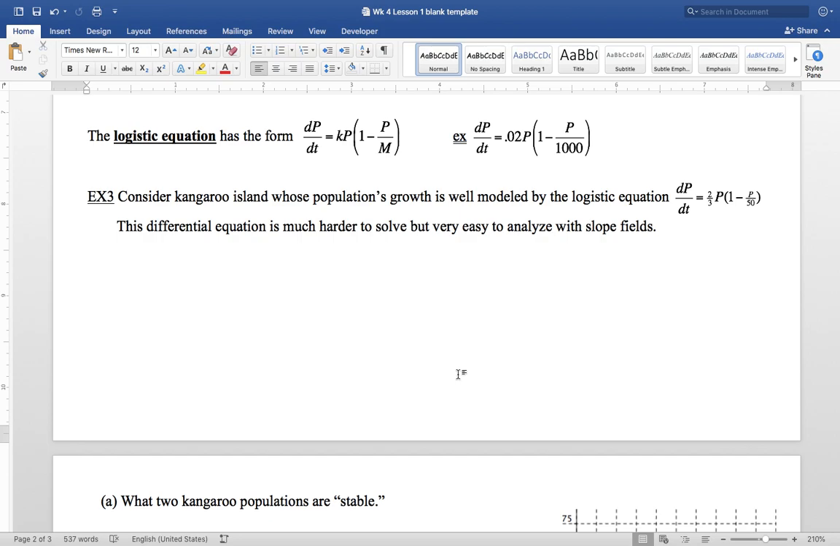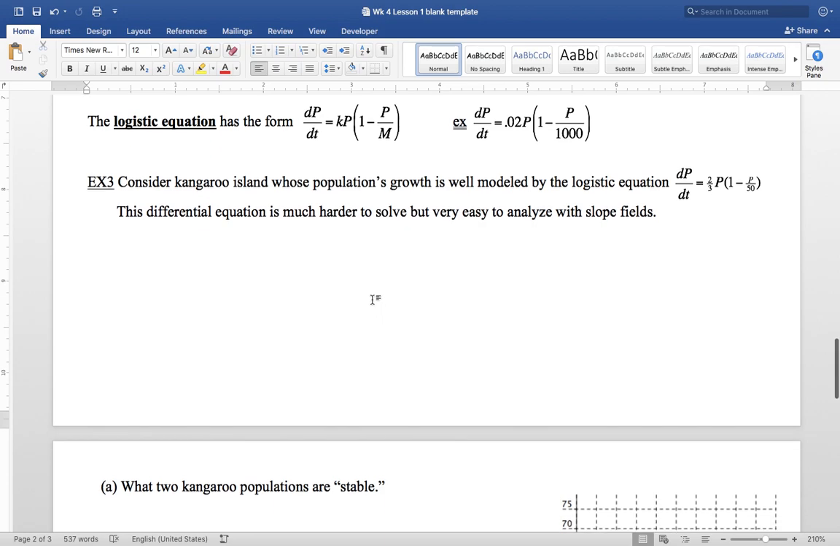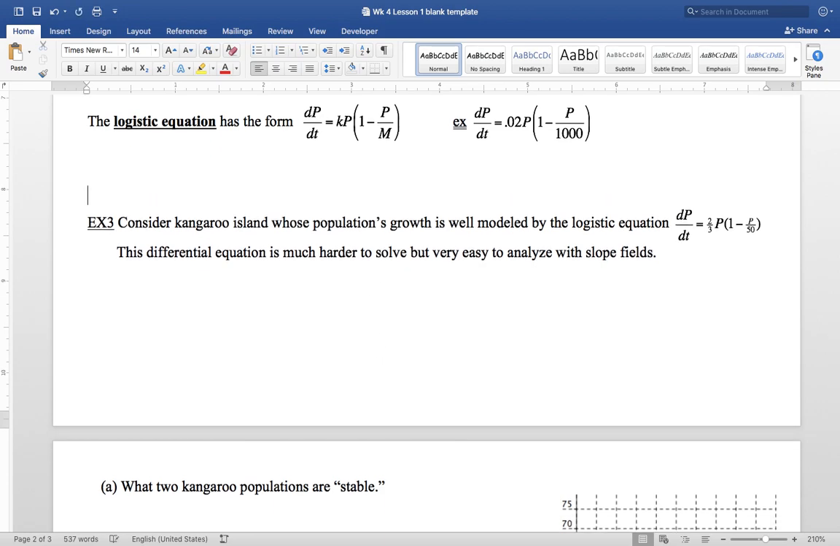Consider Kangaroo Island, whose population's growth is well modeled by the logistic equation shown here. This differential equation is much harder to solve. We won't solve the differential equation in this class. You can solve it, but it requires some techniques that we haven't talked about. But we will work with this differential equation by looking at its slope field and things like that. So let me move this down to the next page.